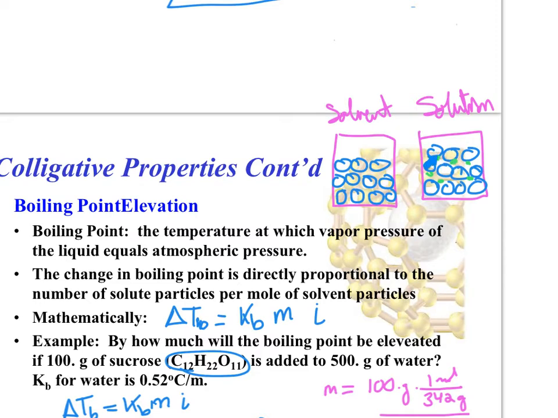And so less of your particles are escaping to become gases, and so you have less collisions and less vapor pressure. So the vapor pressure of a solution is lower than the vapor pressure of the solvent, again, because less particles are able to escape from the surface and become a gas. So we have vapor pressure depression.